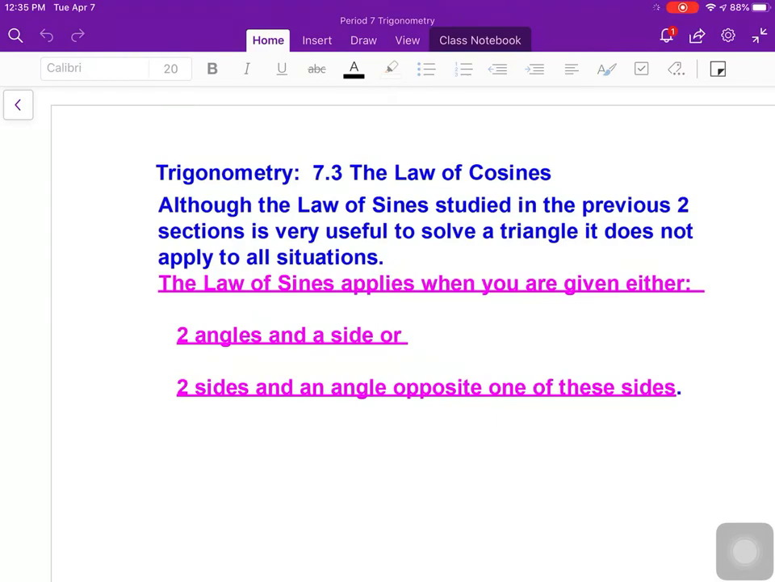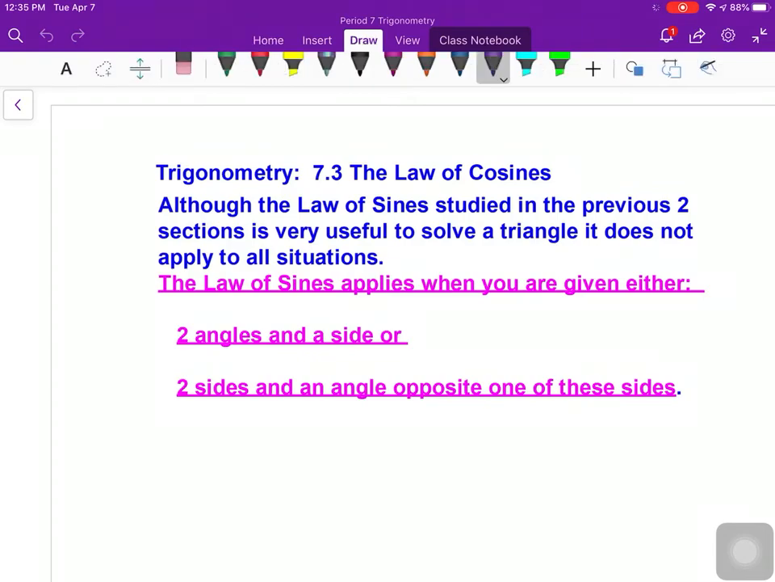In the third section of Chapter 7 in trigonometry, we're going to talk about situations where we're trying to solve a triangle, but we cannot use the law of sines. The first two sections of this chapter dealt with the law of sines. In the first section, we learned that we can use the law of sines when we are given two angles and any side at all.